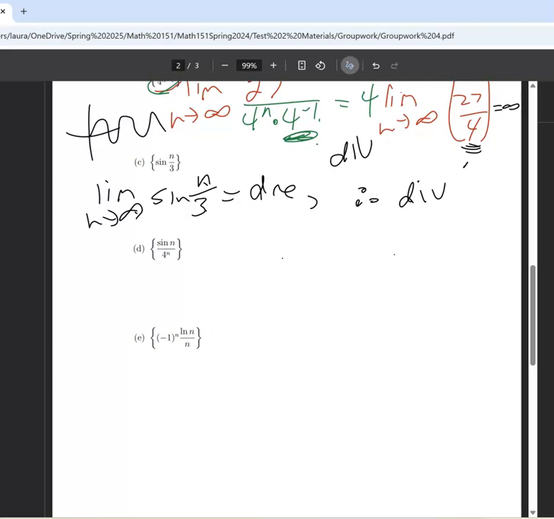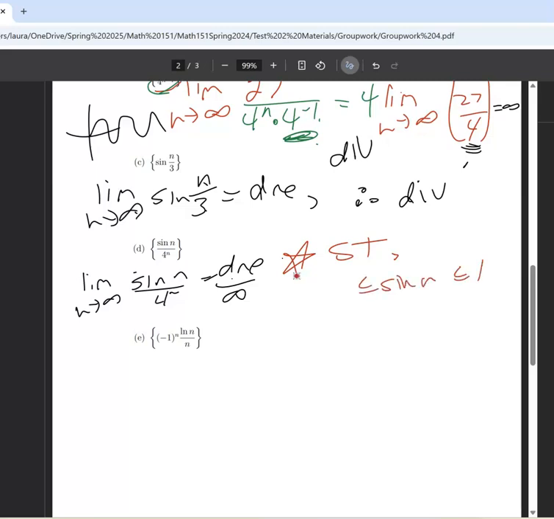This one's different because if I start to take the limit, I get DNE over infinity. Oh, bells go off. Right, I need to use the squeeze theorem. So I start by putting in sine between, if it's just sine, it's between -1 and 1. Then I can divide everywhere by 4 to the n. That's the denominator. So I have here what this is.